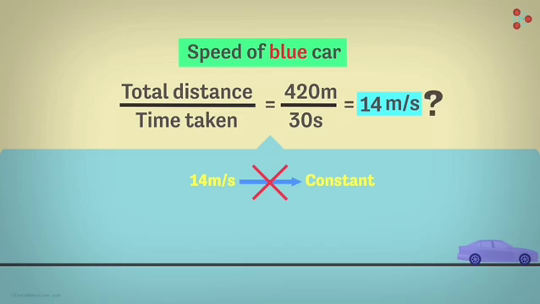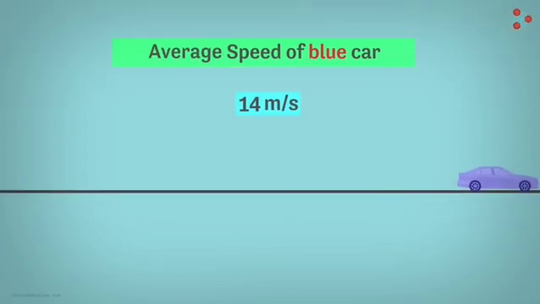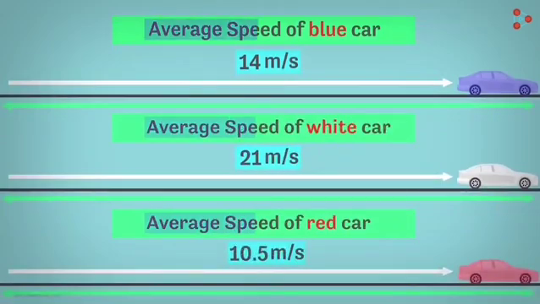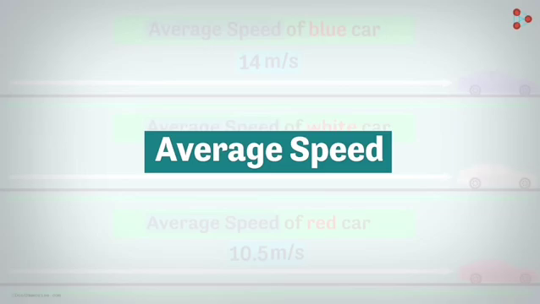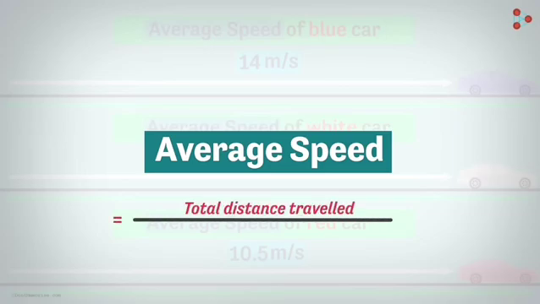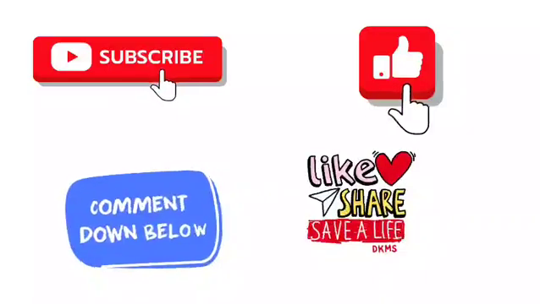So what is the speed then? The speed we calculated here is the average speed. In fact, in all the three examples, it was average speed. How do we define it? Average speed is defined as the total distance traveled by an object divided by the total time taken. We will continue to discuss more about average speed in our next video.